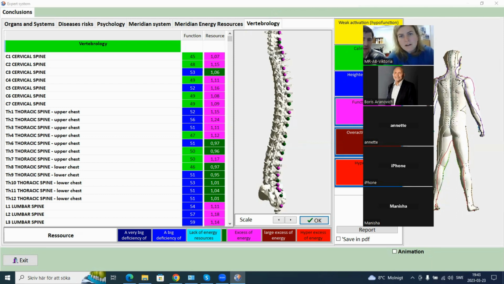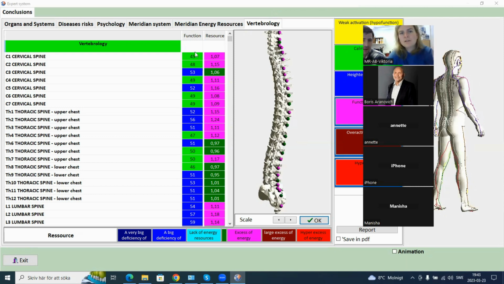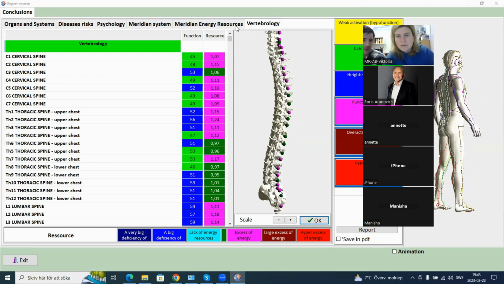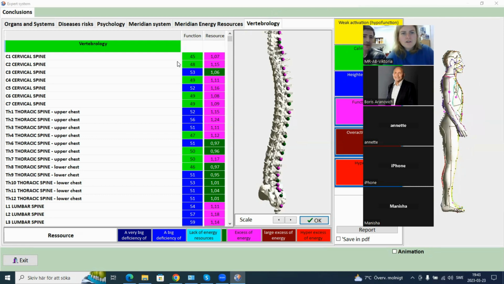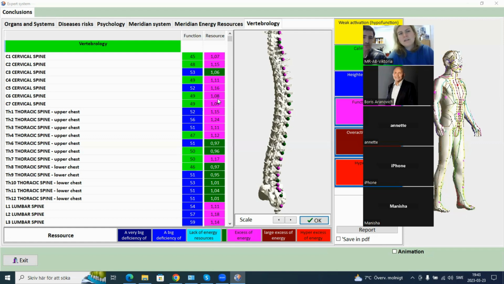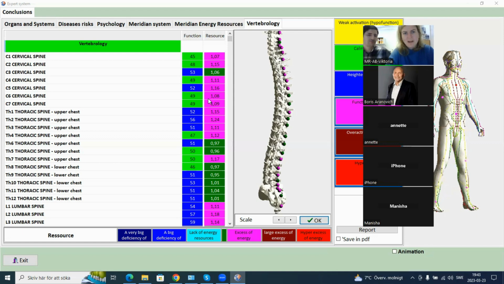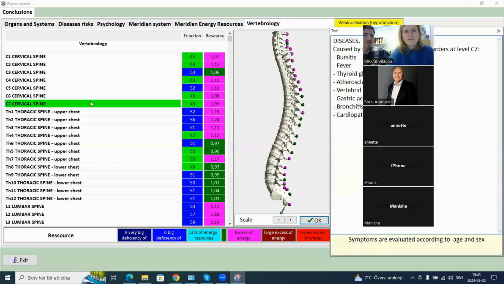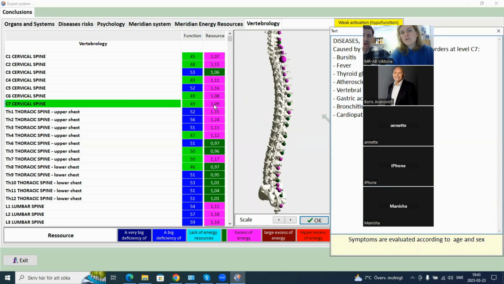If you press, for example, here, you see there is a function and a resource. So functional spine and resource. Here it shows that his spine needed too much resource. For example, if we press this C7, functional it's okay, but too much resource because he's sitting too much with computers and everything, so it's of course the most damaged area in his body. And here are diseases caused by these problems with the functioning of this spine. So fever, thyroid glands. Often people that have thyroid problems have problems with this seventh spine cord.